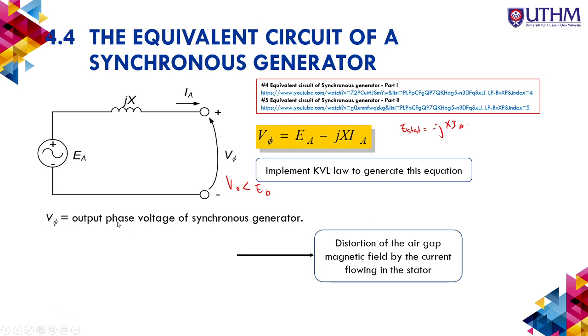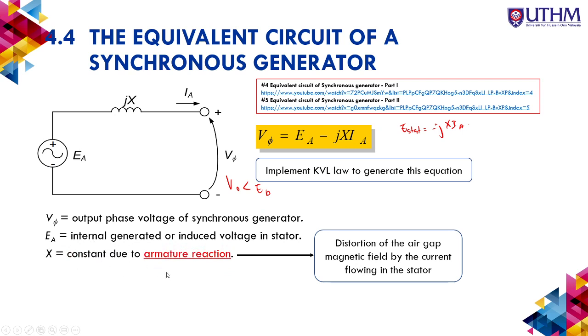So V phase is the output of the synchronous generator. EA is the internal generated or induced voltage, and X is a constant due to the armature reaction. Okay. And then IA is the armature current. Okay. Tapi apakah itu saja? Tadi kan kita dah tengok kan, yang ada lain kan. So kita ada self inductance dan juga resistance.